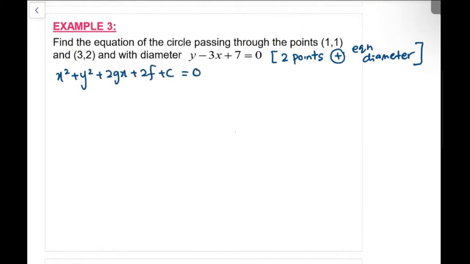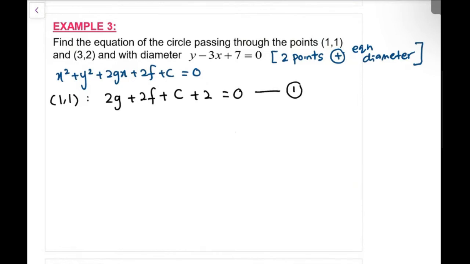Okay, now same as before, the previous example, for the first two given points, you just have to substitute them into the equation. So the first point would be (1, 1). Straight away, I substitute and simplify it. So we would have 2G plus 2F plus C plus 2 equal to 0. That's going to be the first equation.